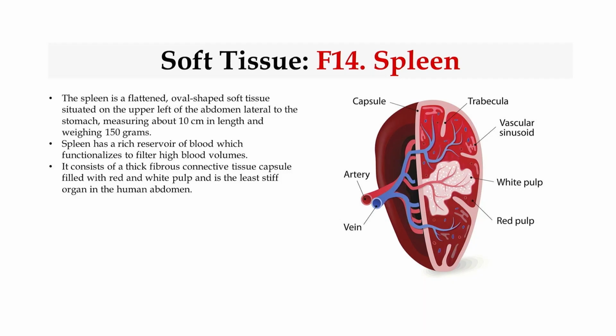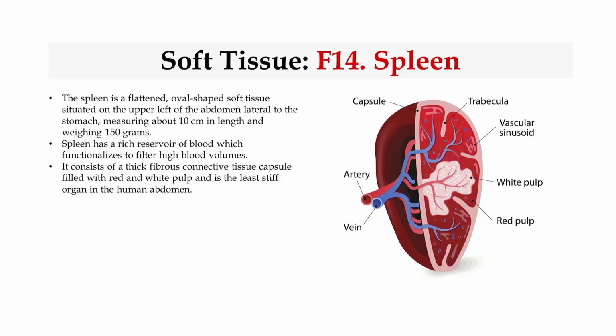The spleen is a rich reservoir of blood which functions to filter high blood volumes. So one of the key functions of the spleen is to filter blood, right? Like to filter blood of all the toxins and whatnot, right? So those things are in question. It consists of a thick fibrous connective tissue capsule filled with red and white pulp and is the least stiff organ in the human abdomen.